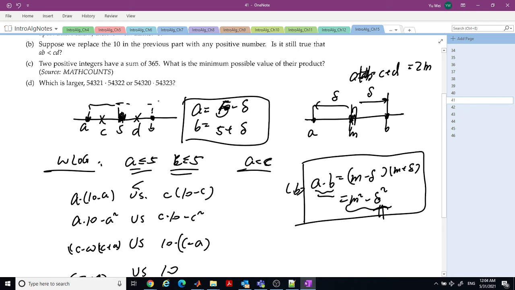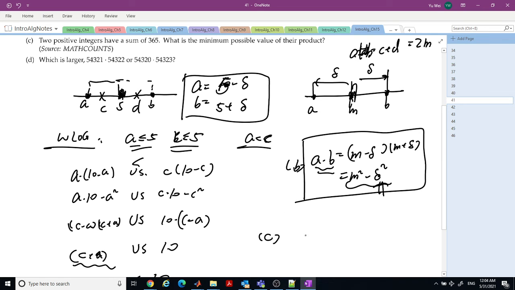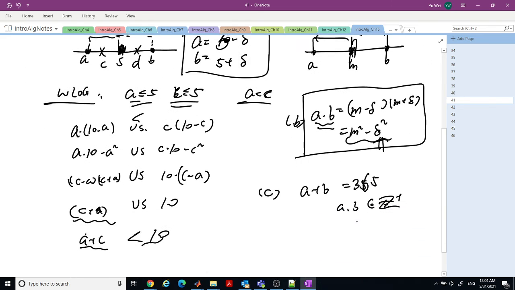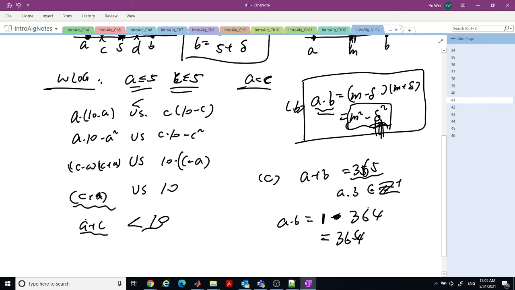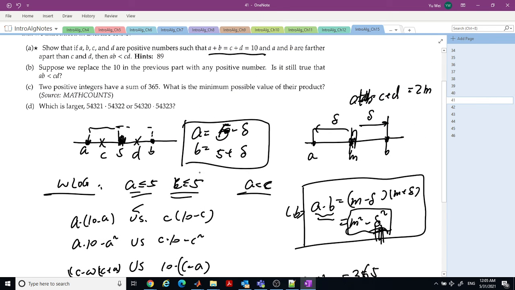So next is if two positive integers have a sum of, say, 365. If A plus B is 365, and A, B are positive integers, then to make A times B smaller, you need A and B to diverge as much as possible to increase delta. So the biggest delta could be when A is the smallest one, which is 1, and B is 364. The final one is which is larger.